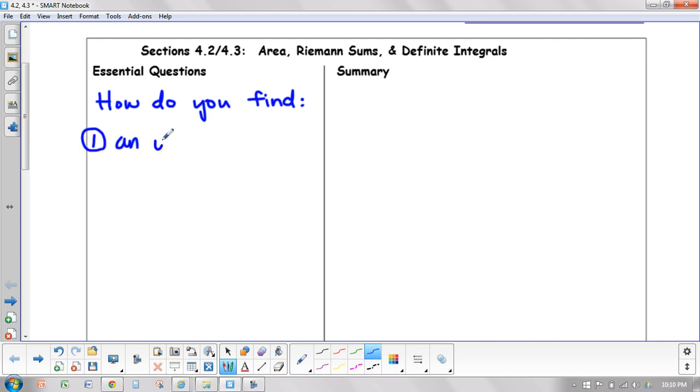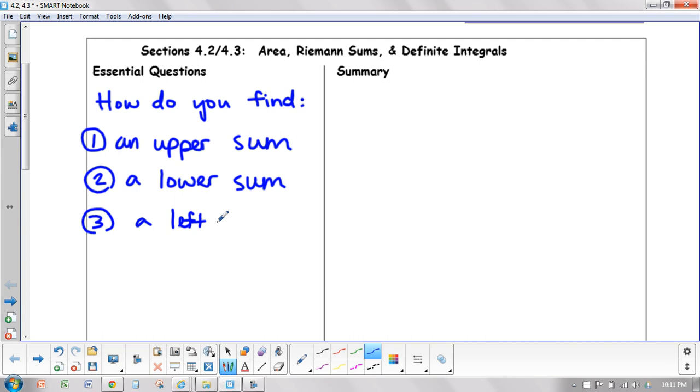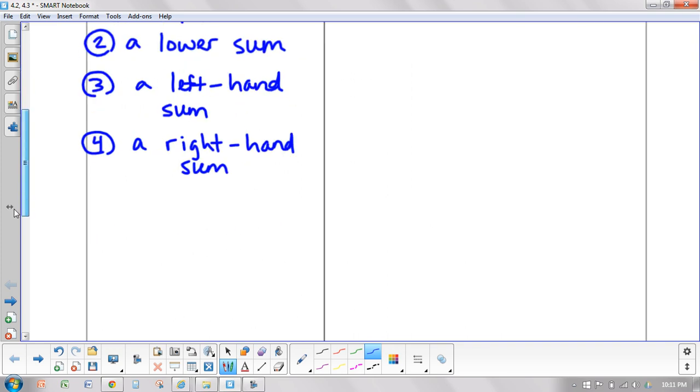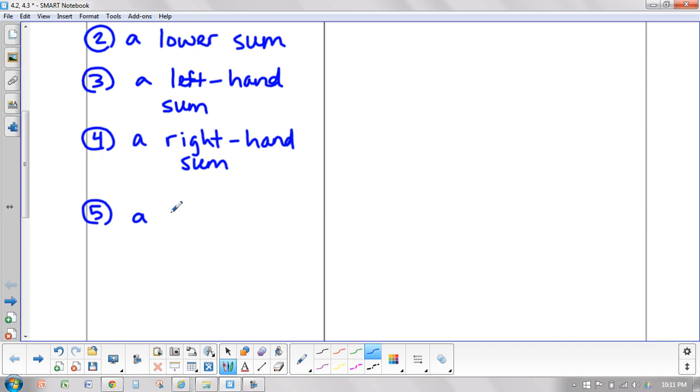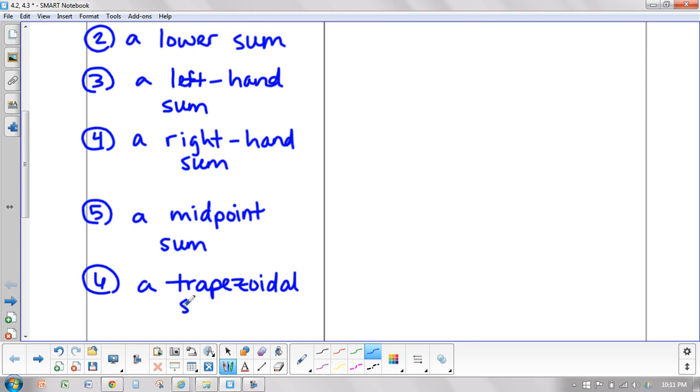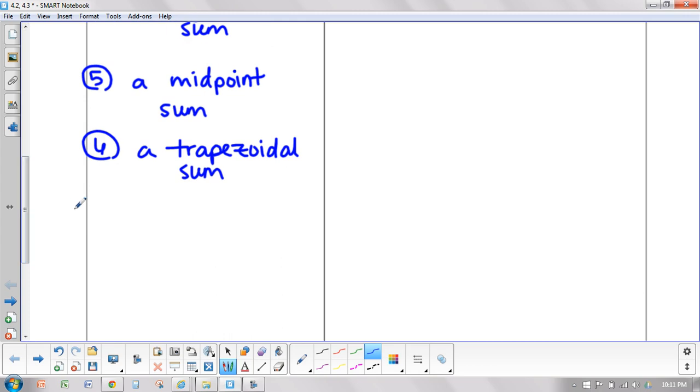1, an upper sum, 2, a lower sum, 3, a left-hand sum, 4, a right-hand sum, 5, a midpoint sum, 6, a trapezoidal sum. And that will be what we cover today.